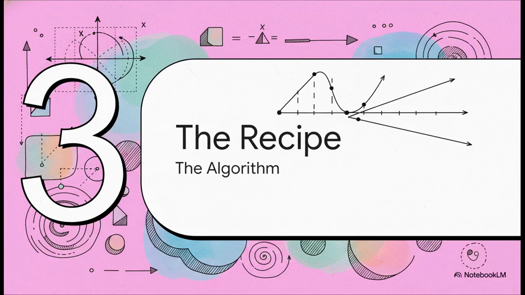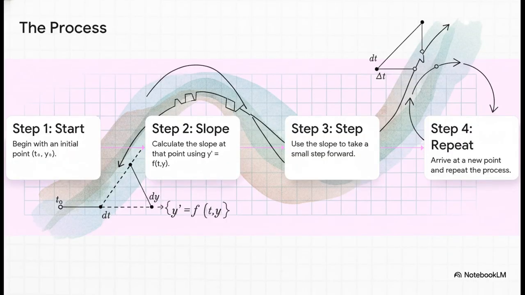Okay, that's a cool idea, but how do we turn it into something we can actually use? You know, an actual algorithm? Let's check out the recipe. It's really just a simple loop. You start somewhere, you figure out which direction to go, that's your slope, you take a tiny step, and boom, you're at a new point. Then what? You just do it all over again, and again, and again.